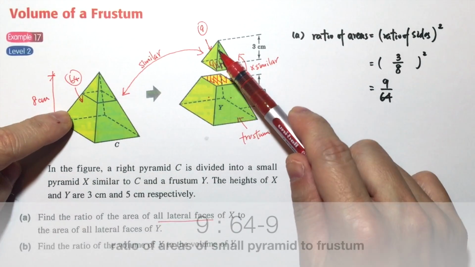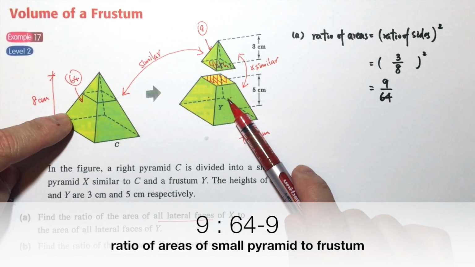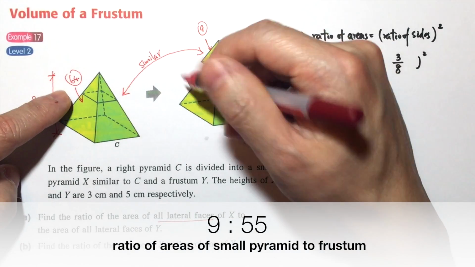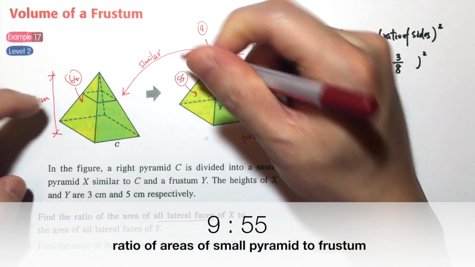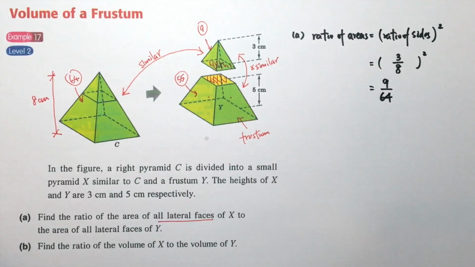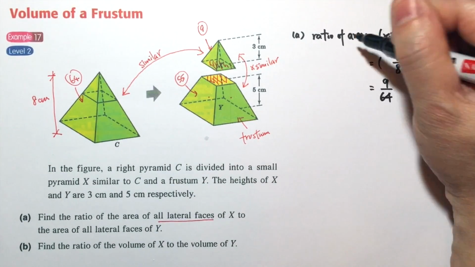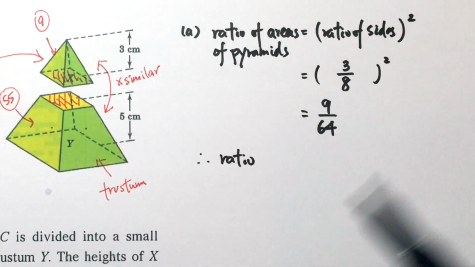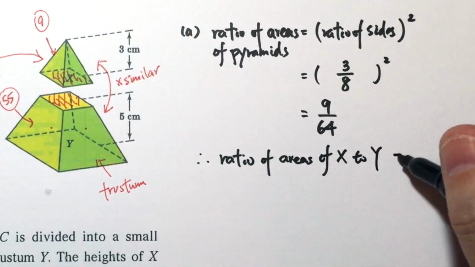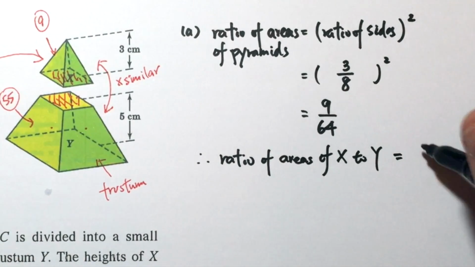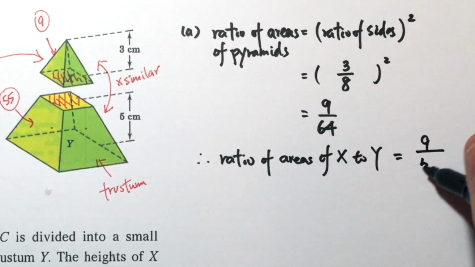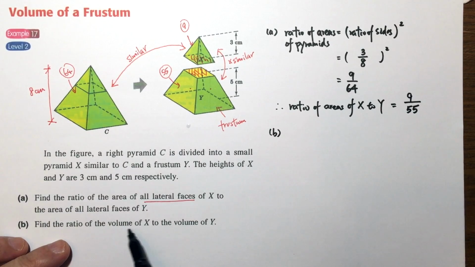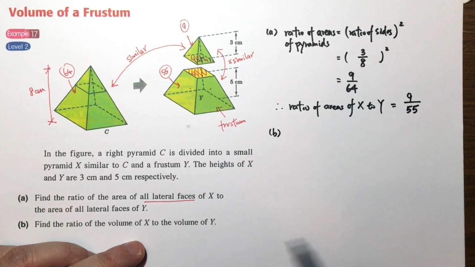So if we do a very simple subtraction, the ratio of the surface area of the frustum will be 64 minus 9, which is 55. But this is only the ratio, not cm squared. And therefore, we have to write down the ratio of the areas of the pyramids. The ratio of areas of X to Y will be 9 over 55.